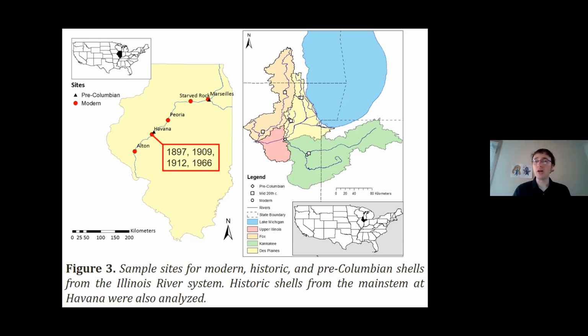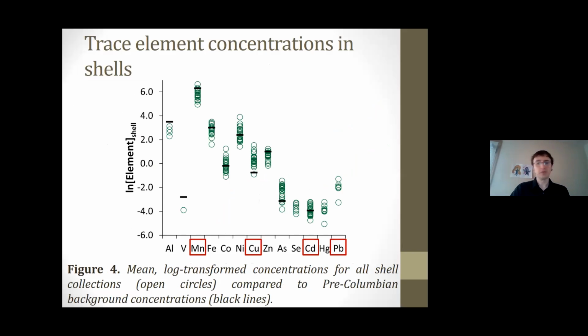There's one more site up at the confluence of the Des Plaines and Kankakee River where the Illinois River is first formed. That's where our other archaeological set of shells came from for our upper watershed. So on the right, you can see the map for the upper watershed, and we had 5 sites where we had historic shells. Those were all from the 1950s and 60s, and then 3 sites where my colleagues were able to collect modern shells. So this is where our data is coming from. And so what concentrations did we find?